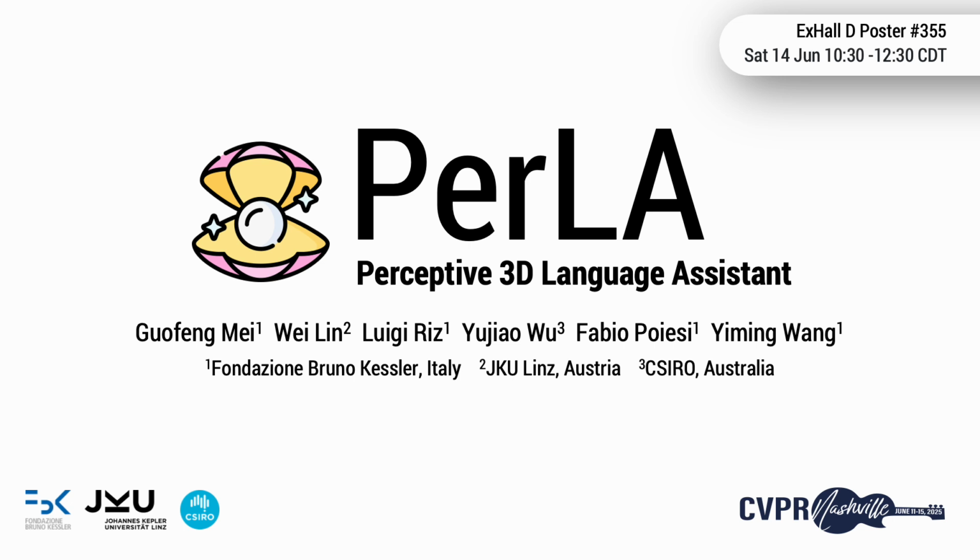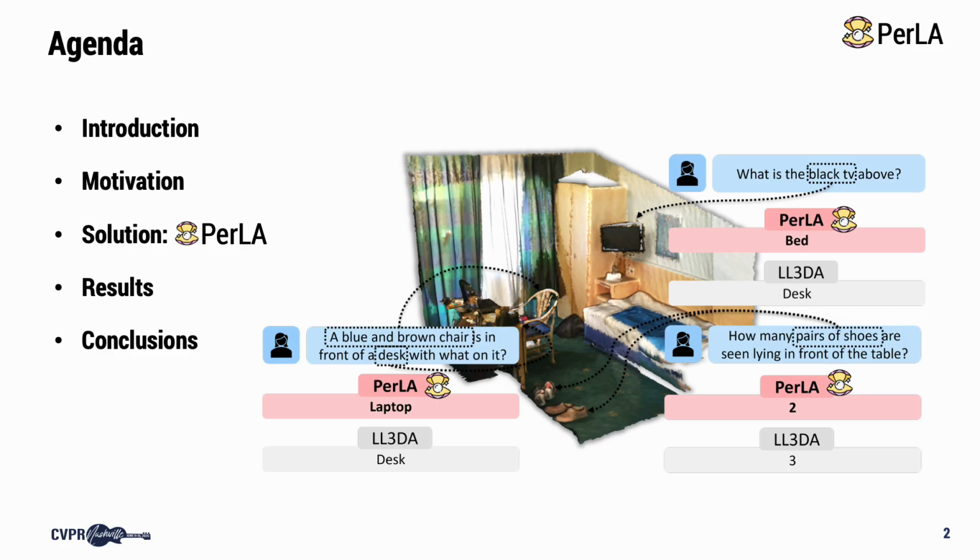I'm excited to share our work titled PerLA, Perceptive 3D Language Assistant, developed in collaboration with colleagues from JKU Linz and CSIRO Australia. This project advances the field of 3D language understanding by addressing key limitations in current approaches. In this presentation, I'll walk you through the motivation behind PerLA, the design of our framework, and both the quantitative and qualitative results we achieved on benchmark datasets.